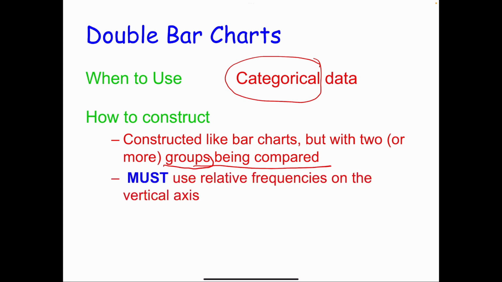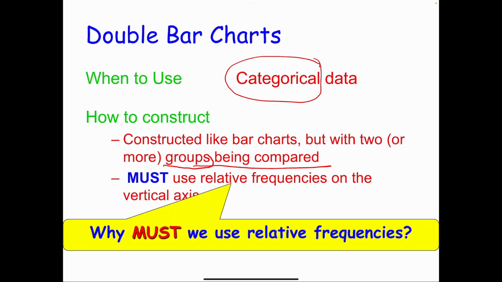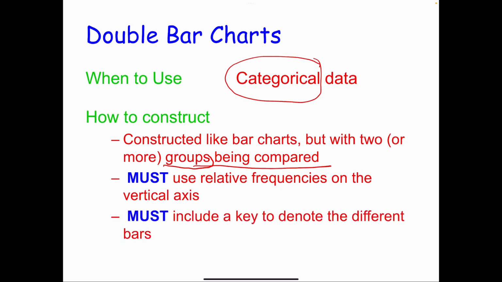Plotting, we must use relative frequencies on the vertical axis. Why must we use relative frequencies? Soon we will see why. And the third step, we must include labels to differentiate between these bars.